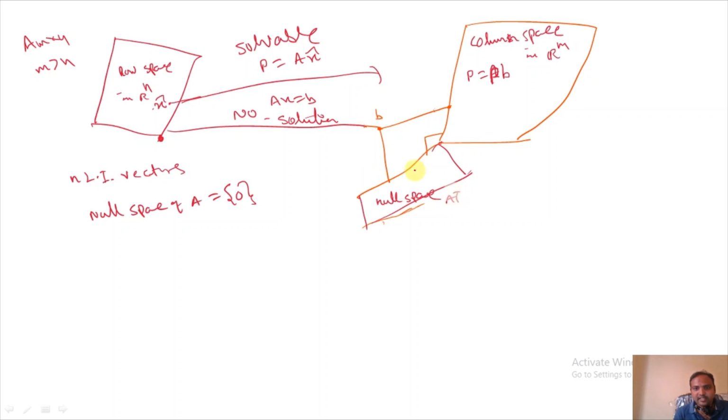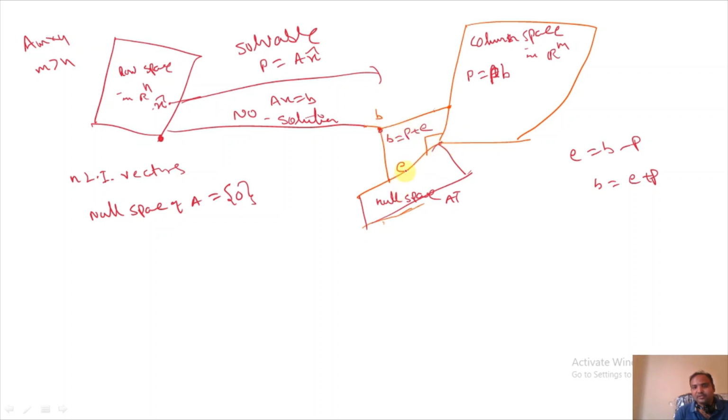A transpose e, yeah, this is the error vector. The error vector lies in the left null space. That means b equals projection plus e. Already we know e is b minus p. Now what is b equal to? e plus p. That means when it's not a solution, b is divided into that error vector and p.